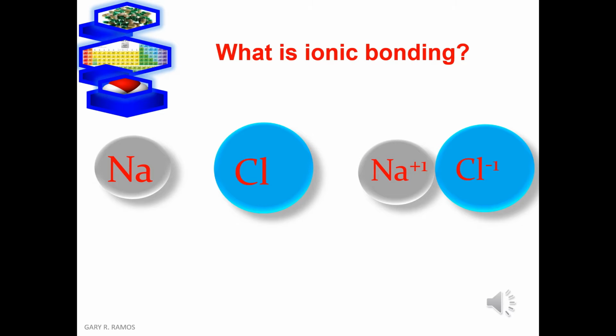So what is ionic bonding? Ionic bonding is a type of chemical bonding which is formed when two differently charged ions combine. These ions could be a cation, an atom or molecule with a net positive charge, or an anion, an atom or molecule with a net negative charge. In our example, the cation is sodium because it has a charge of positive 1, while the anion is chlorine because it has a negative charge of 1.